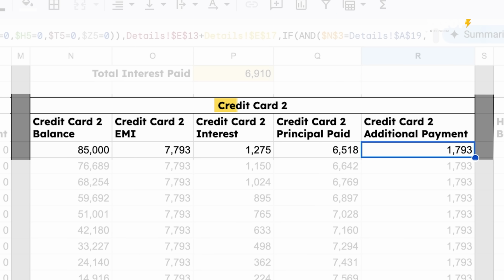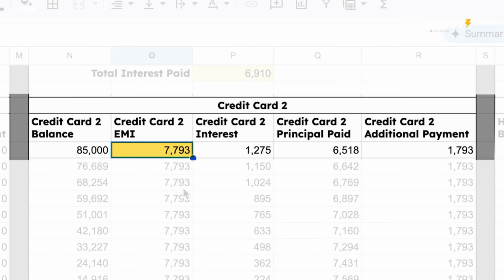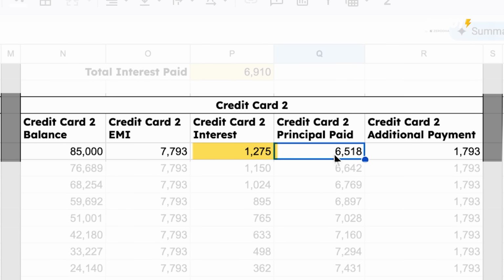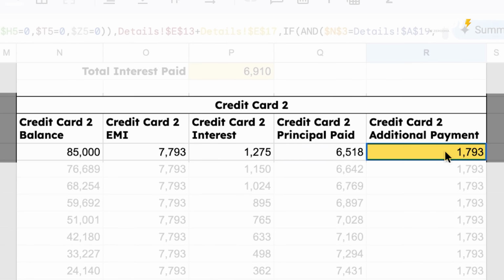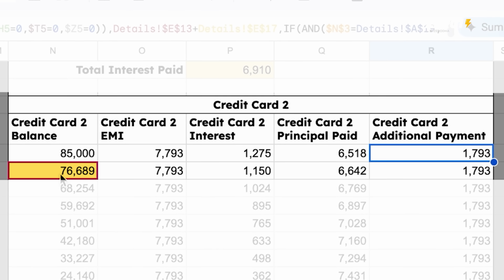So basically, on an Excel sheet, this is what it looks like. So this is credit card 2. Now notice, we have 85,000 balance. We have an EMI of 7,793. We have interest of 1,273. Principal paid is 6,518, which means if you pay this additional amount, that extra amount goes towards paying the principal. Oh, so that will quickly pay off my loan.